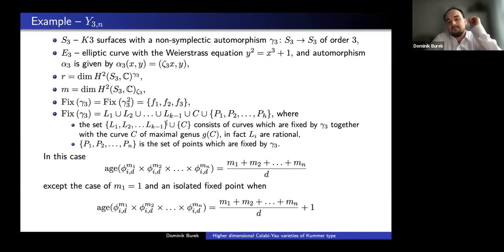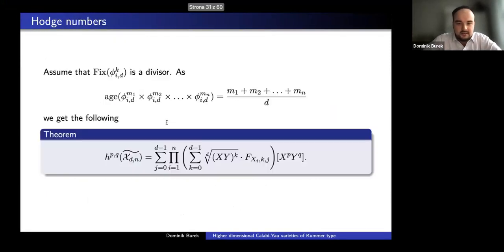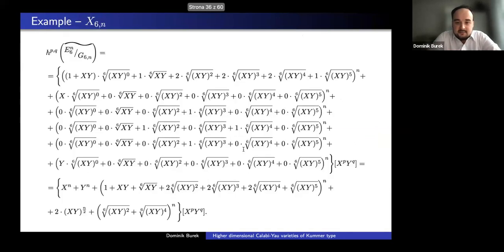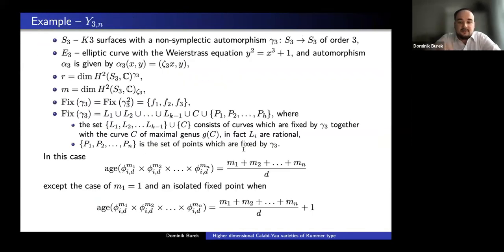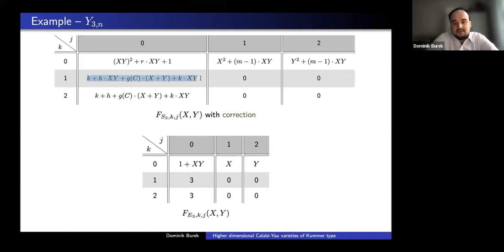Another example is much more complicated because I put on the first factor a K3 surface with a non-symplectic automorphism of order 3. And in fact, the formula here is not quite true. I mean, it is true, of course, only if the age of this automorphism is equal to what we want to have. I mean, it is just a sum of m_i over d. But sometimes, for example, on a K3 surface with a non-symplectic automorphism of order 3, we have isolated points with linearization (2,2). So the age adds up to our favorite number 1. So we need to make some kind of correction. And this correction is basically multiplication of some entries of my tables by xy.